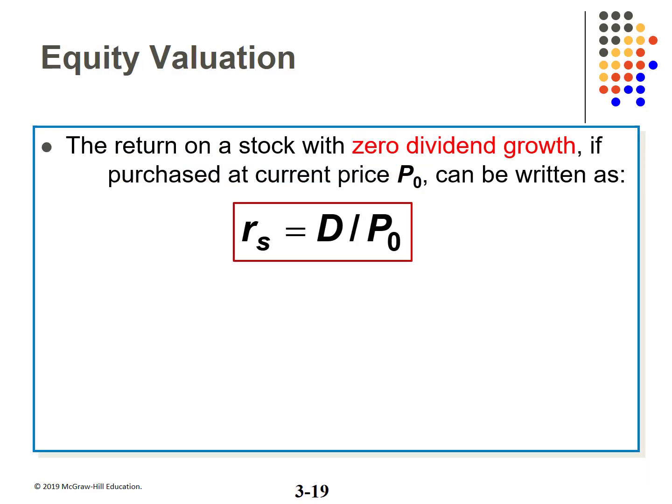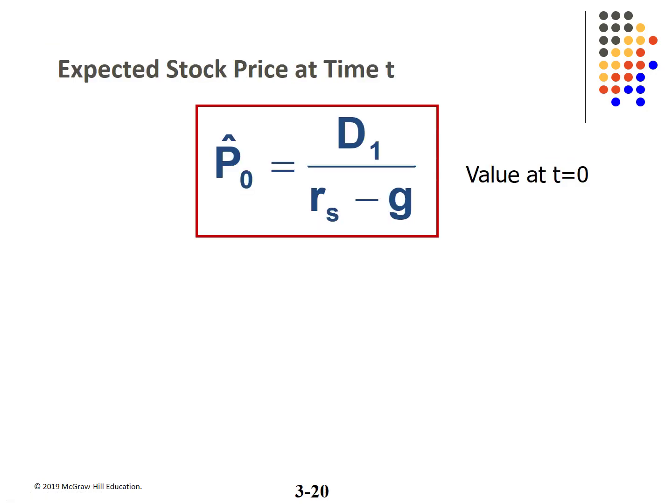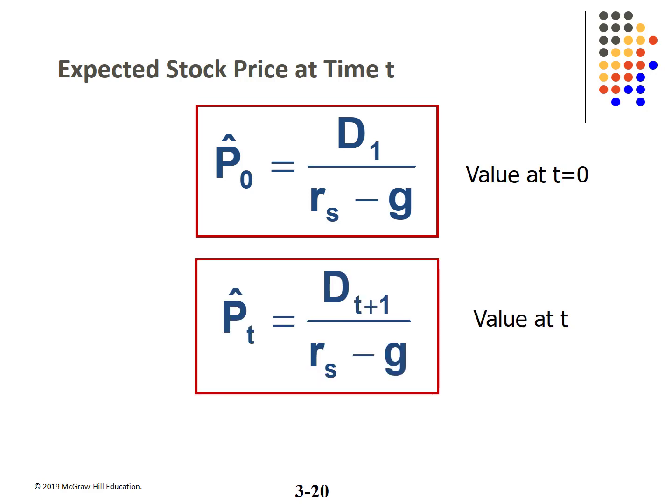Taking both of these equations we just covered, zero growth and constant growth, we can solve them algebraically for the required return. Zero growth on the top and constant growth below. Again, note the two versions of the constant growth model. While we're usually trying to find the current value of the stock, this same equation can and will be used to find the value of a stock at any point in the future, time t. Since the dividend grows at a constant rate, and we know D0, we can find any dividend in the future.